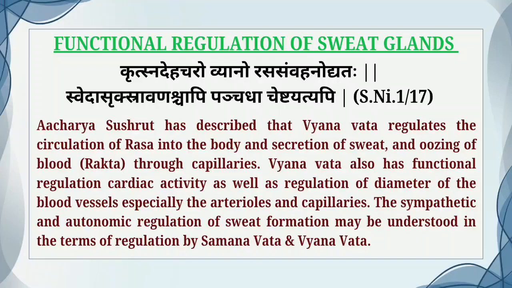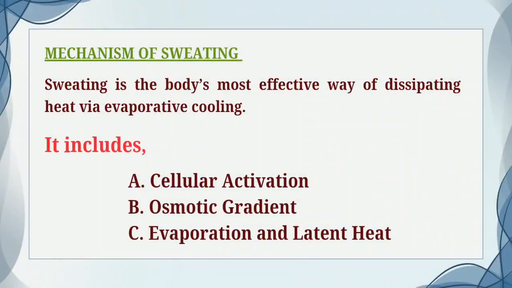Acharya Susruta has described that Vyanavata regulates the circulation of rasa in the body, the secretion of sweat and oozing of blood through capillaries. Vyanavata also regulates cardiac activity, as well as the diameter of the blood vessels, especially the arterioles and capillaries. The sympathetic and autonomic regulation of sweat formation may be understood in terms of regulation by Samanavata and Vyanavata. Sweating is the body's most effective way of dissipating heat via evaporative cooling.